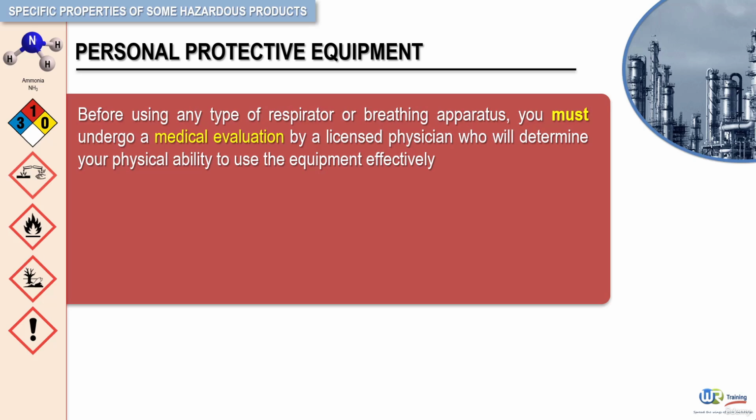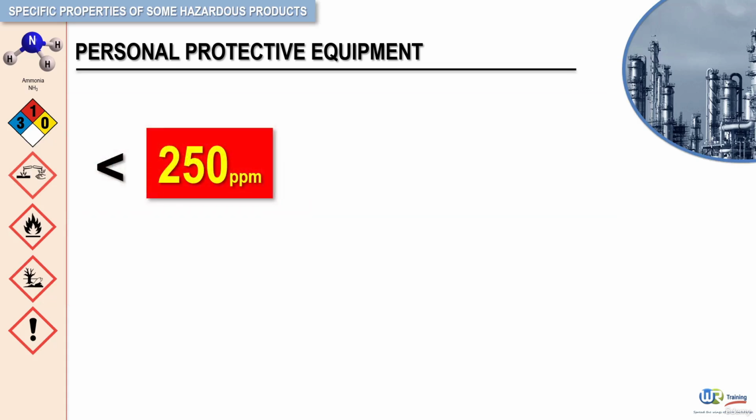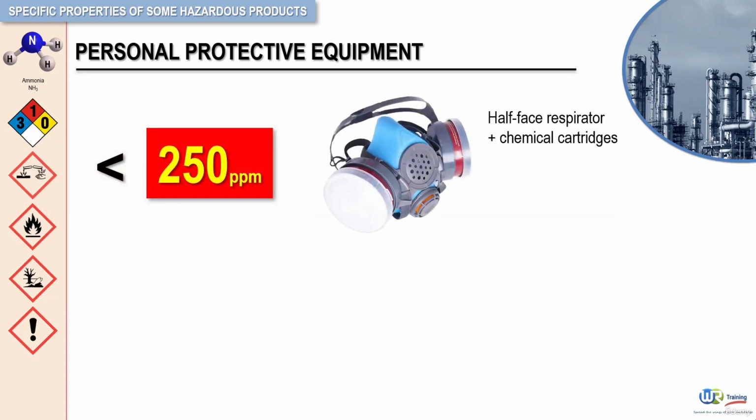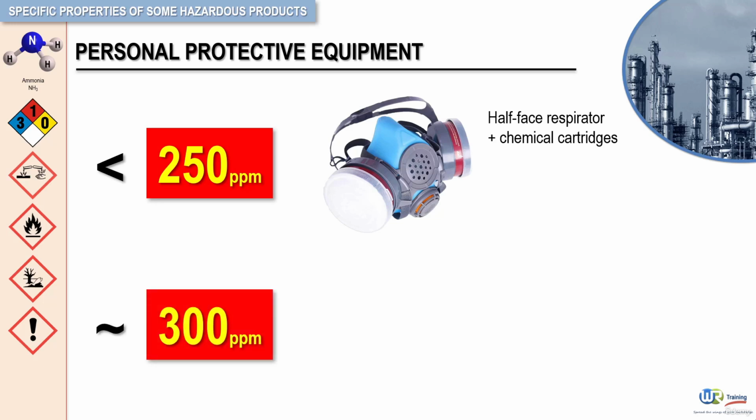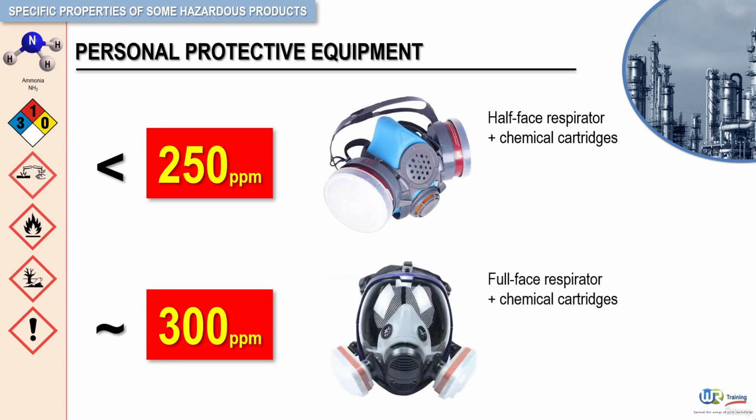When working in conditions where there is the potential for exposure up to 250 ppm, a half-face respirator, as seen here with chemical cartridges that provide protection from ammonia, may be used. Now, for concentrations up to 300 ppm, a full-face respirator with chemical cartridges may be used. When using these types of cartridge respirators, you should not be able to smell any ammonia.